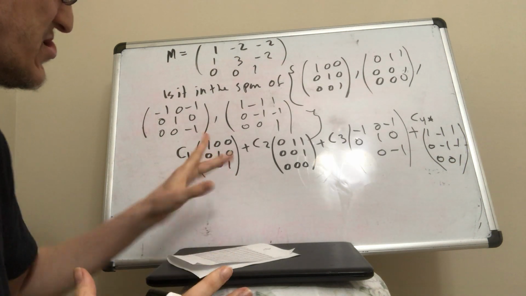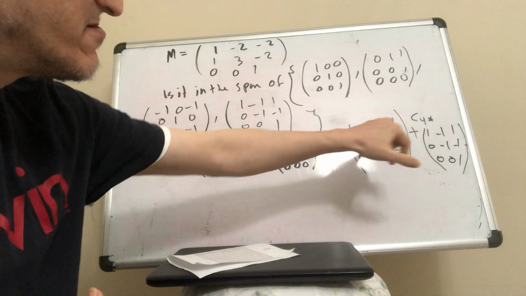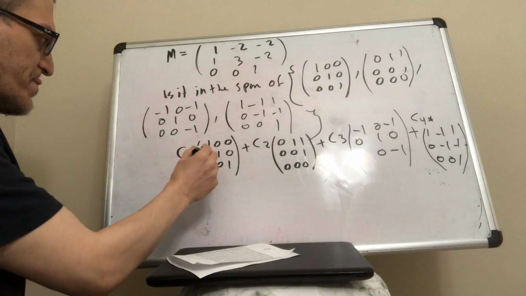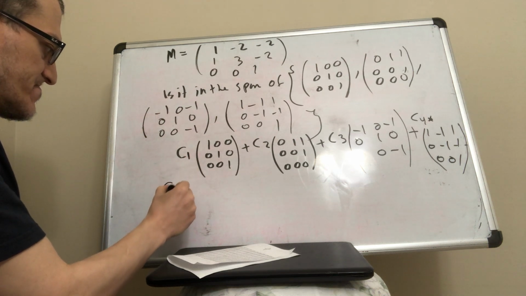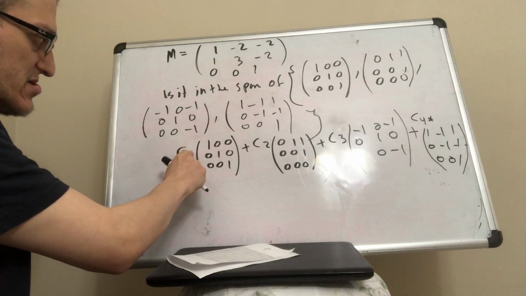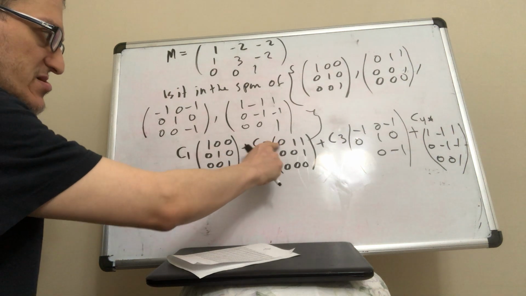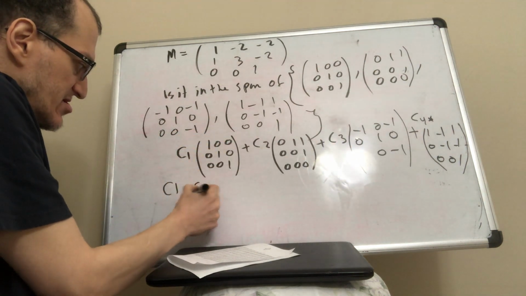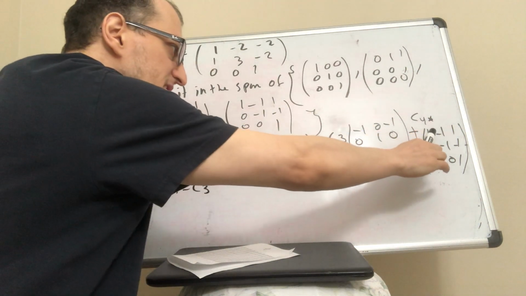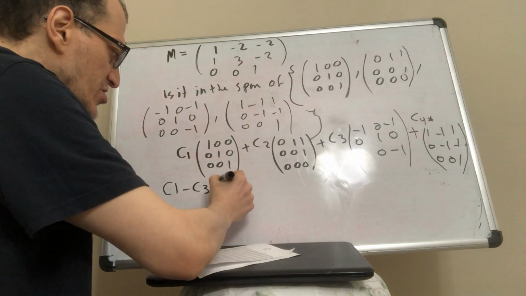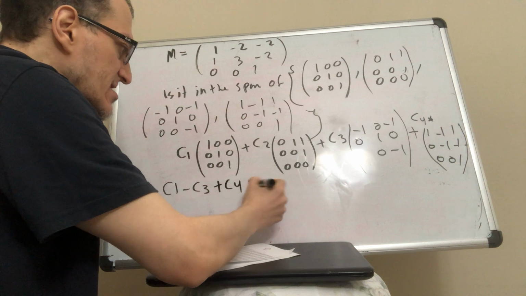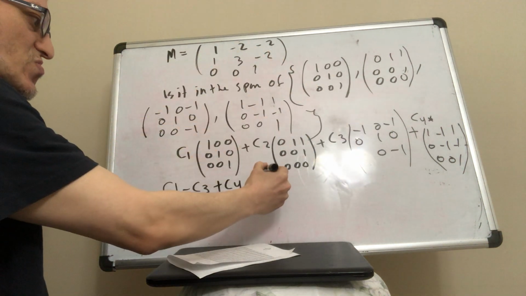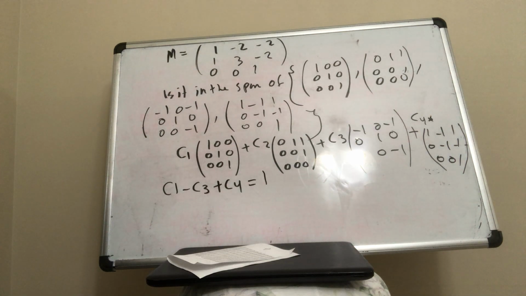Since you have 4 unknowns, you need 4 equations. So if you go 1C1, 0C2, minus C3, and 1C4, this must equal the first position here, 1. So we have an equation.